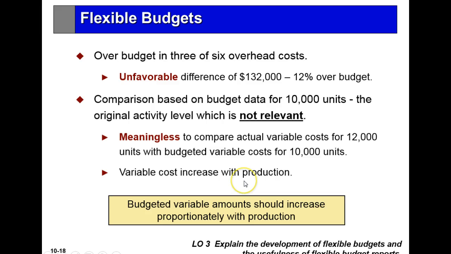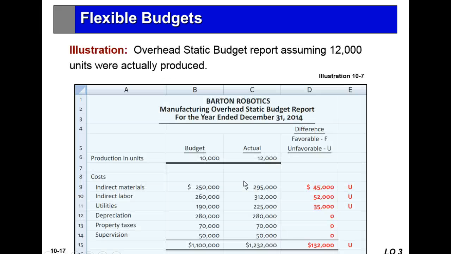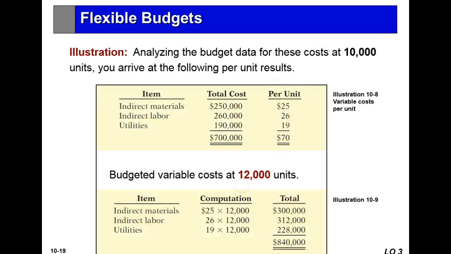Because think about it, this report really doesn't mean much, does it? Yeah, we went over, but hey guys, we made more money. We produced 12,000 units, or we produced more versus 10,000. So we're going to come up with a new method in our budgeting to show for changes in activity.